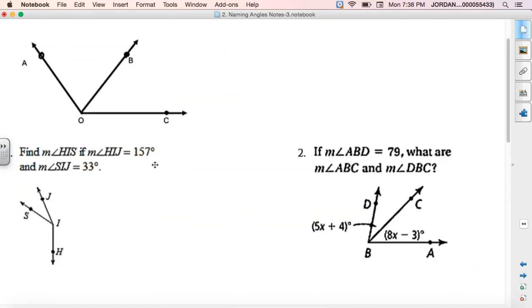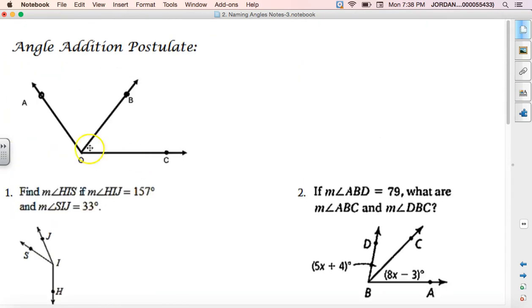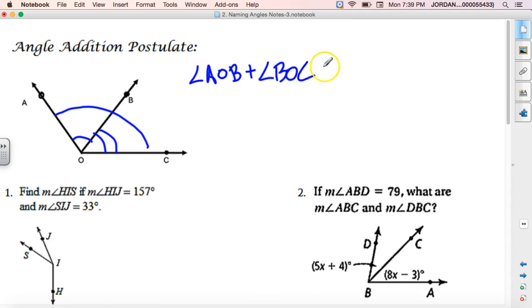Alright, now the last thing we'll look at is angle addition. So how to add angles. It's essentially the same thing as it was with segment addition. You're going to take one part of the angle, add it to the other part of the angle, and that's going to equal the whole angle. So this part right here is angle AOB. Add that to the other part, which is angle BOC, and that should equal the big angle, angle AOC.